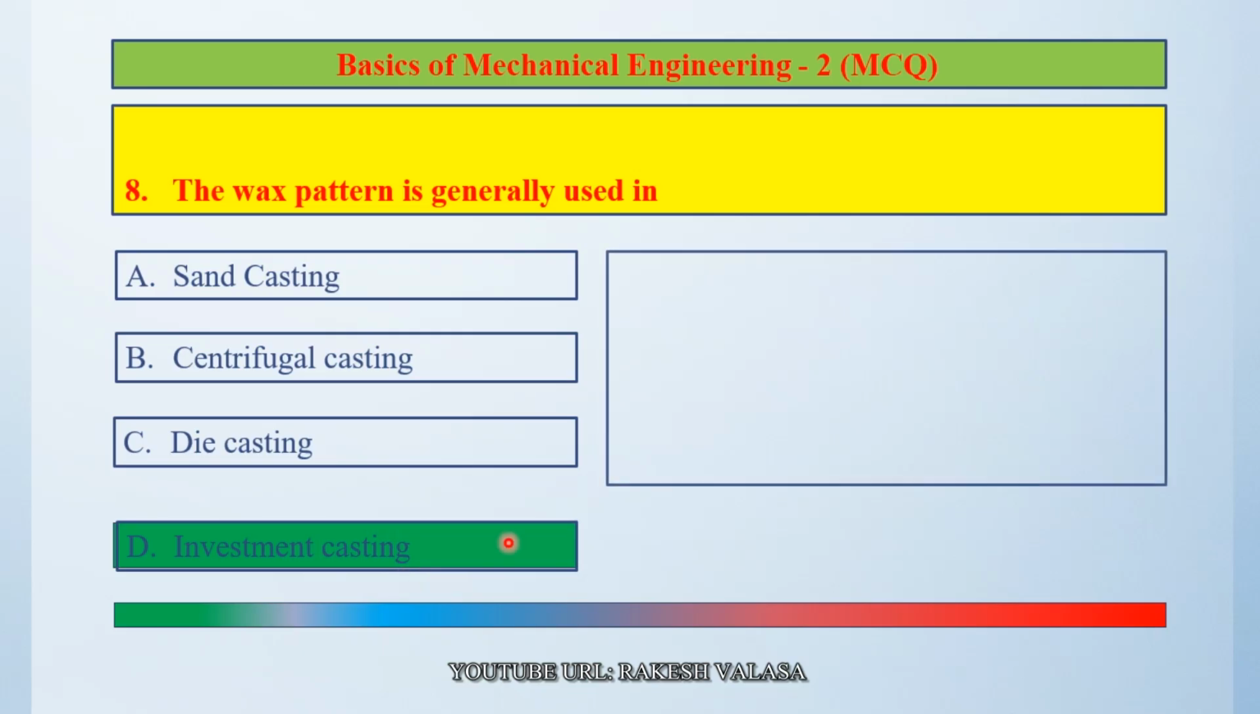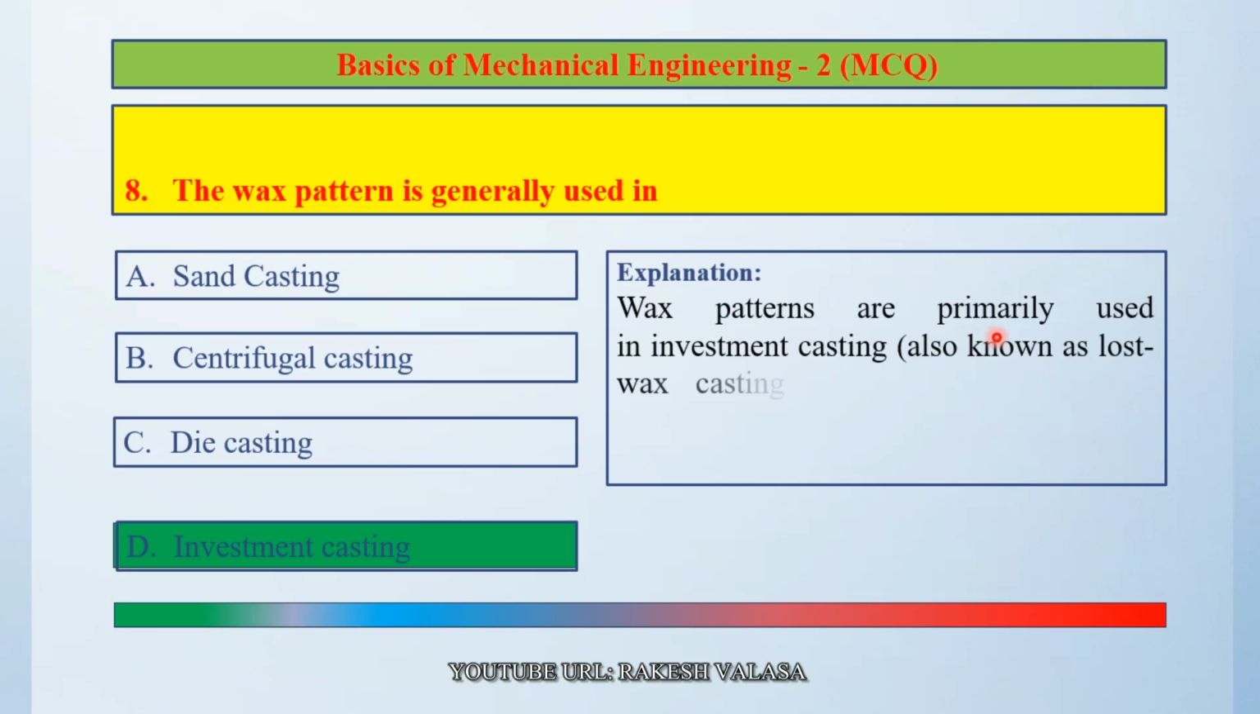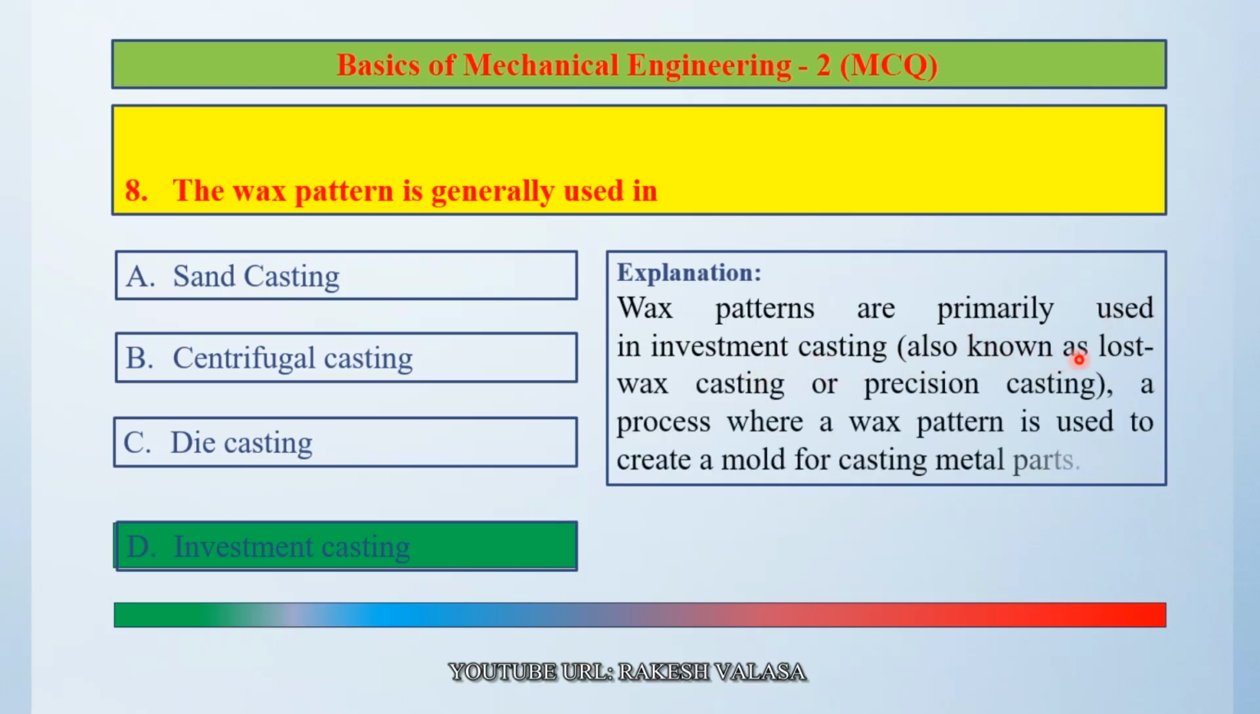Let us see the explanation. Wax patterns are primarily used in investment casting, also known as lost wax casting or precision casting, a process where a wax pattern is used to create a mold for casting metal parts. So the correct answer is option D investment casting.